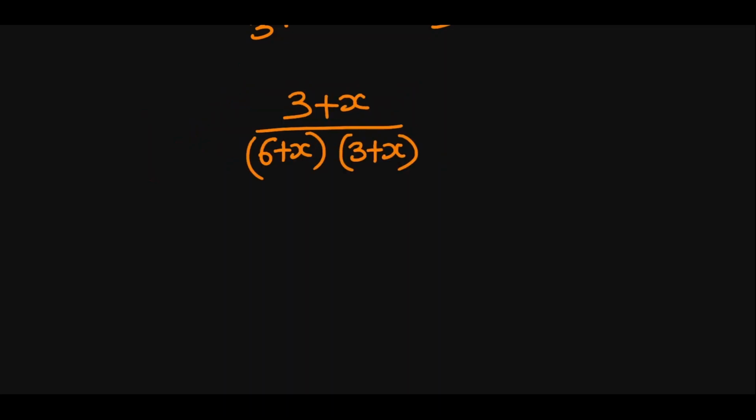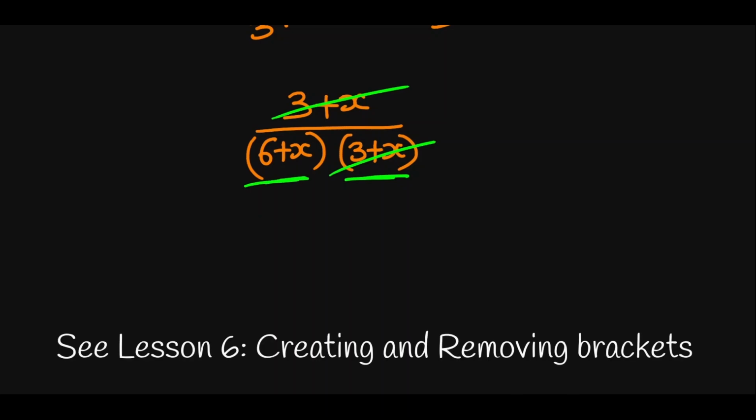However, if you had something like this, 3 plus x over bracket 6 plus x and then bracket again 3 plus x, you can cancel 3 plus x up and down simply because 3 plus x is a unit that is multiplying 6 plus x. Remember the previous lesson on removing brackets, we explained that brackets beside each other means that they're multiplying themselves. So if you feel uncomfortable with the numerator where we have 3 plus x without a bracket, you can still put your bracket here. It makes no difference. If you've watched the previous lesson on removing brackets, you understand that this is also correct.